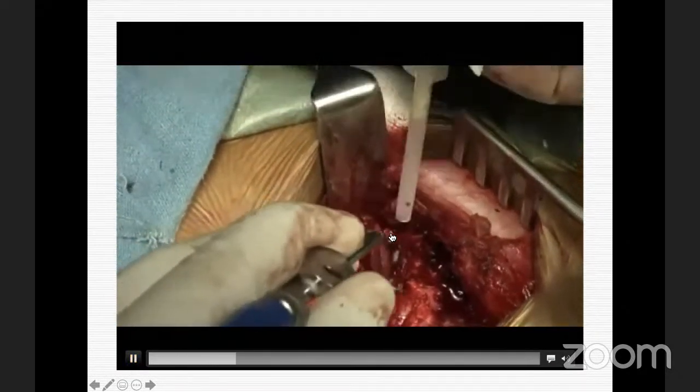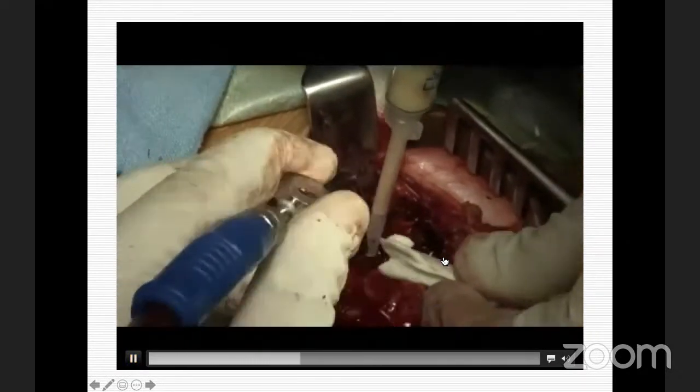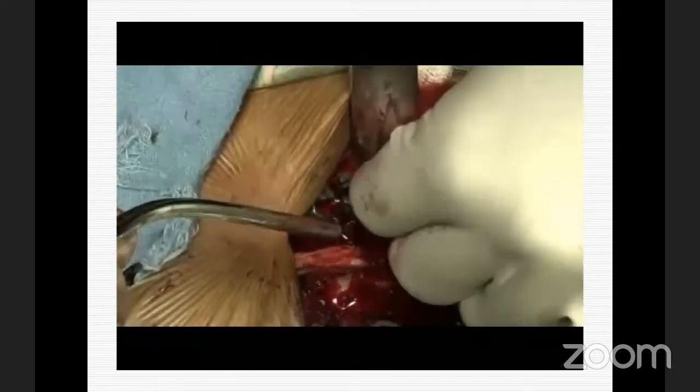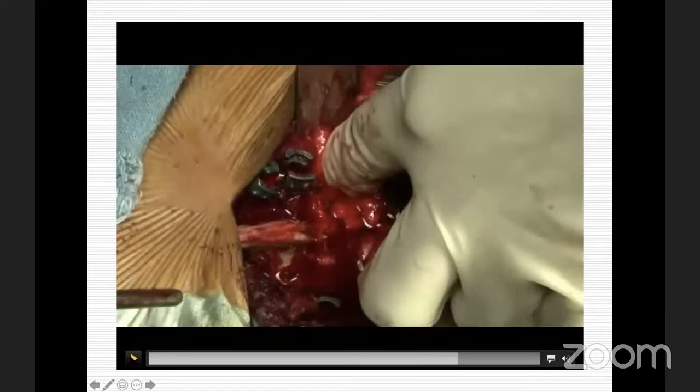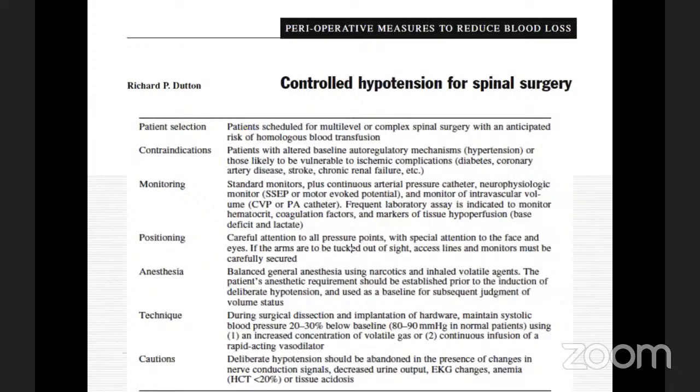This is a flow seal, which is a thrombin mixture available. We pack it with the help of the gel foam, and this works beautifully in most of our cases. Just a word about controlled hypotension. When we are doing a deformity correction, we do not advocate hypotension, but it can be used during the exposure part, so it helps. But once you start correcting the deformity, you should raise the mean arterial pressure to at least 80 millimeters of mercury.